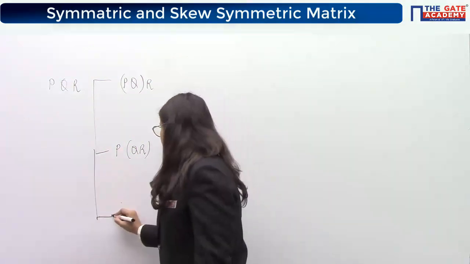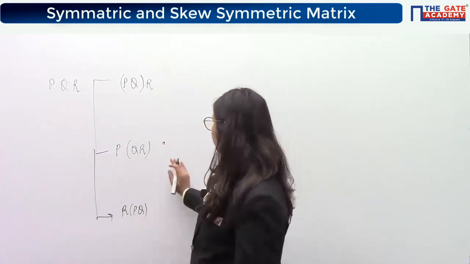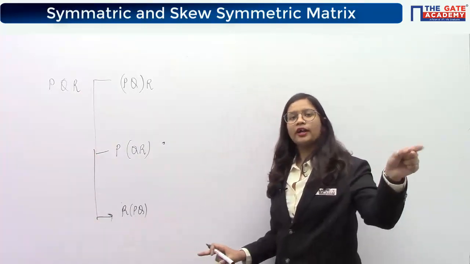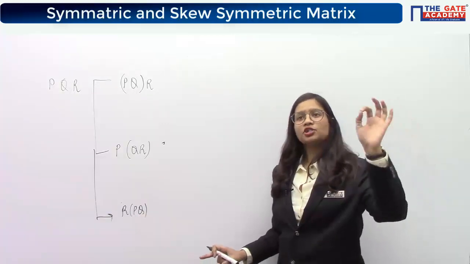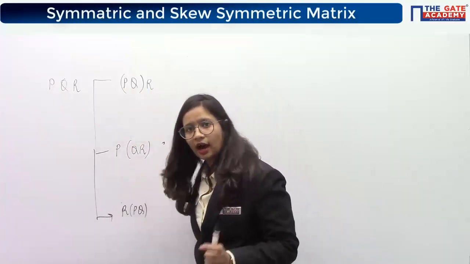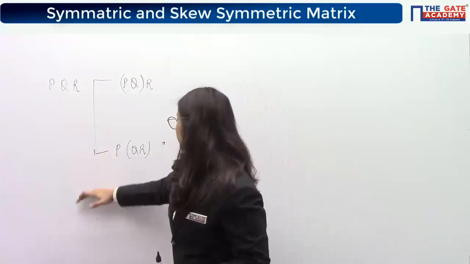Can there be a third way like R into P into Q? Why am I saying only two ways, not the third one? Because matrix multiplication is not commutative. PQR is not equal to RPQ. You can't change the order in which the multiplication is done. The order should remain the same. If it is PQR, first P then Q then R is the only way in which you can multiply. The third will not be a correct answer.